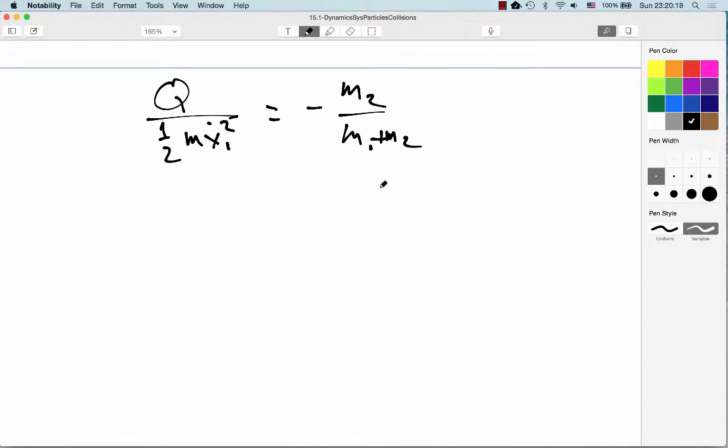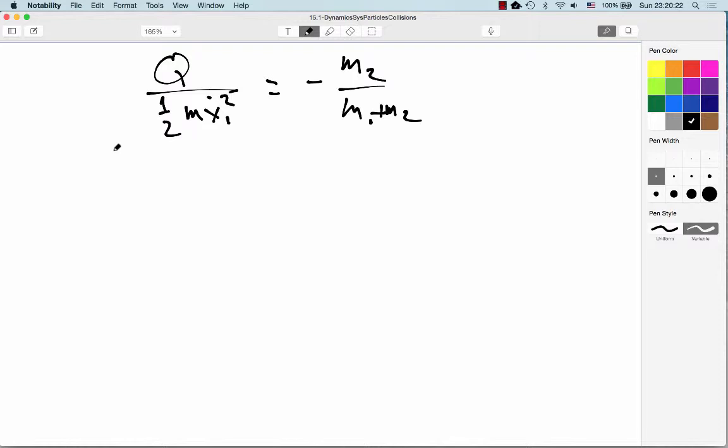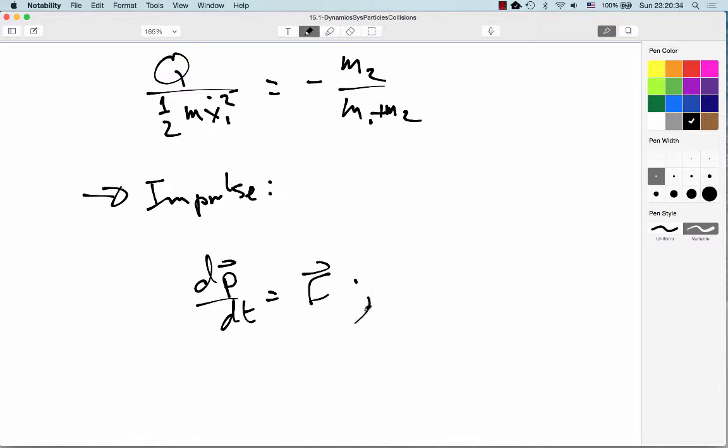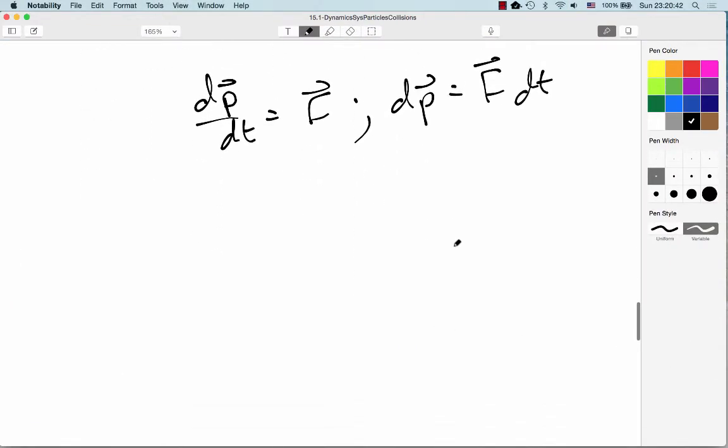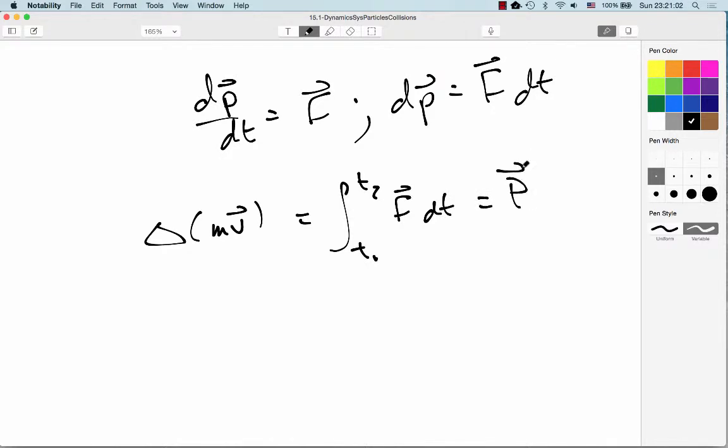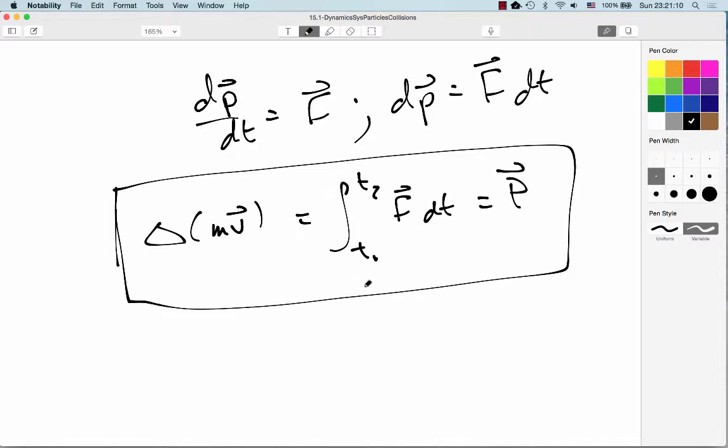Okay, so while we're at it here, let's revisit the idea of impulse. So we'll start with Newton's second law, dp/dt equals F, which I can rewrite as dp equals F dt. Now I'll go ahead and integrate that. So integrating the dp will just give me delta p. And then I'm left with the integral from t1 to t2 of F dt, which your book calls capital P. So that's the impulse-momentum theorem again. This right here is the impulse, and it says the impulse is equal to the change in momentum.